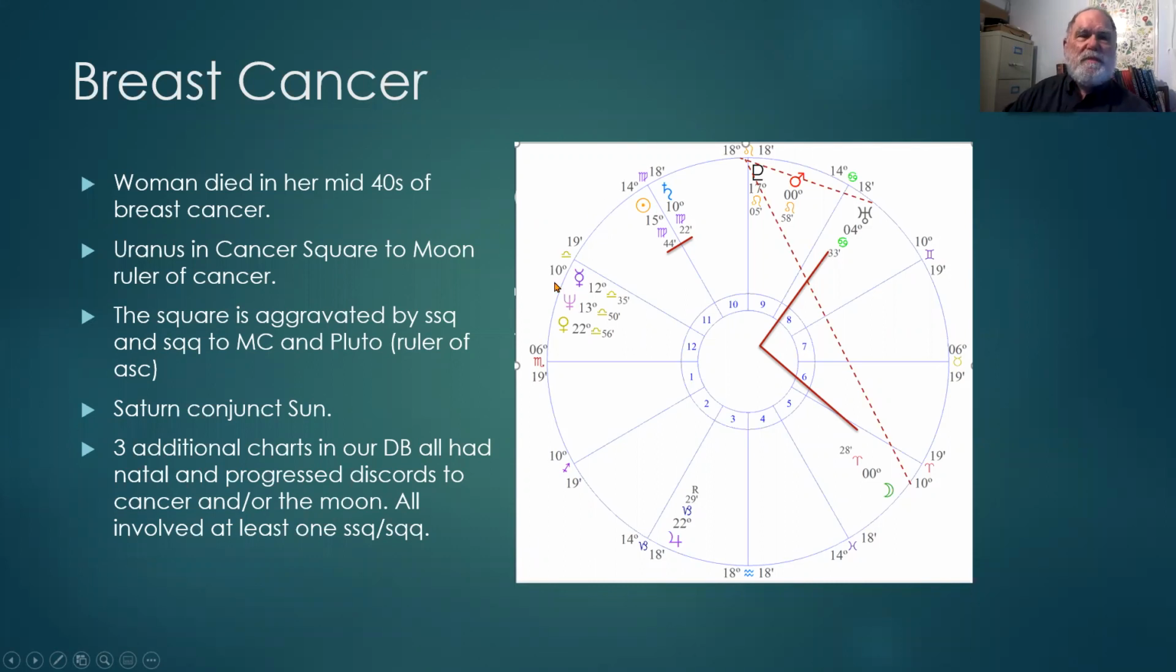In my database where I did the 120 charts, I have 3 additional charts, and we might look at those when we do more conditions in more detail. But in each of those 3 charts, they all had natal and progressed discords to Cancer and or to the moon, same as here. And all of them had at least one semi-square or sesquiquadrate involved in those aspects.